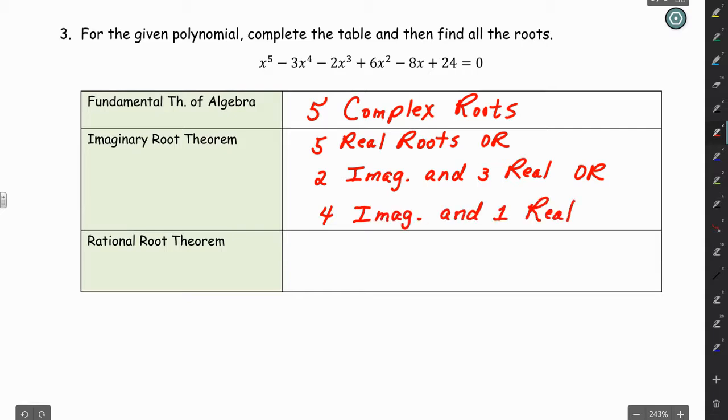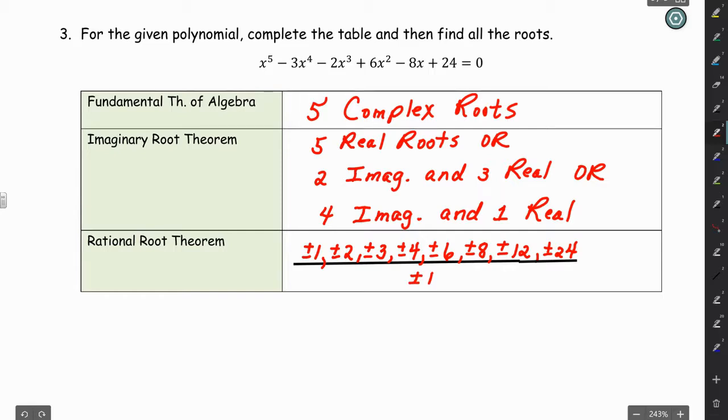By the rational root theorem, we know the possible rational roots are going to be the factors of 24 divided by the factors of 1. Okay, that's a lot of possible roots. So if we were to write them all out, we would have basically just the numerator of possible roots because they're all going to be divided by 1.